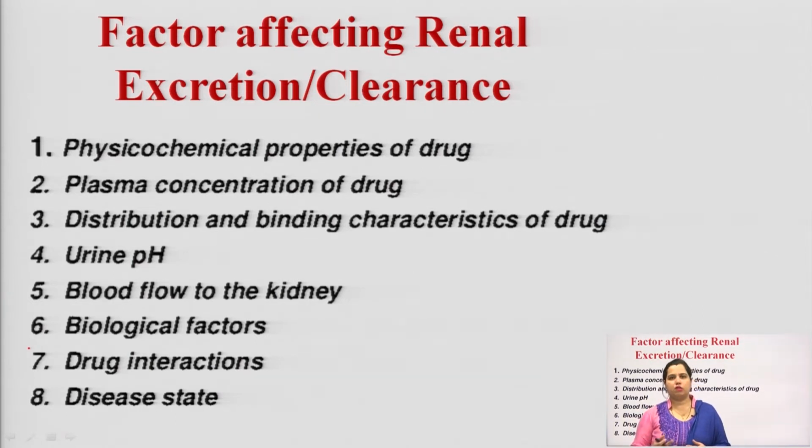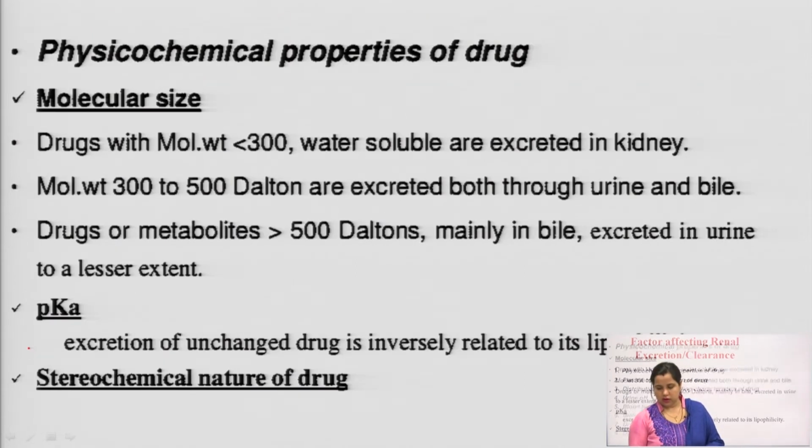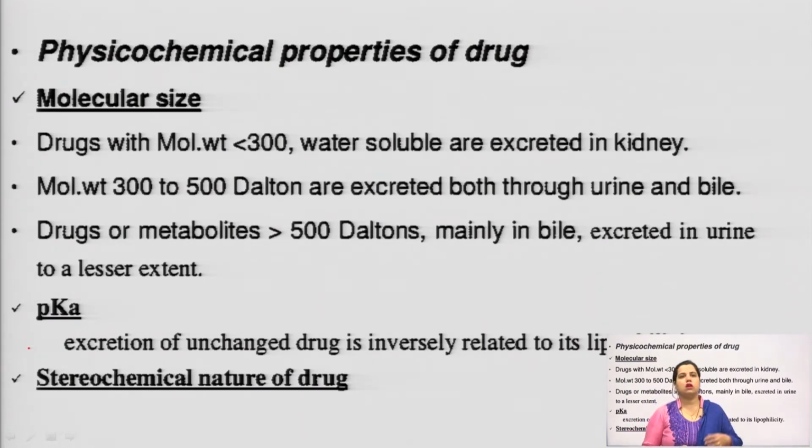Biological factors: various biological conditions like disease states, body pH, flow of blood, and fluid amount. All these biological factors play an important role. Drug interaction: any drug interaction which interferes with elimination and the clearance process is also a factor affecting renal clearance. First, we will discuss physicochemical properties of the drug.